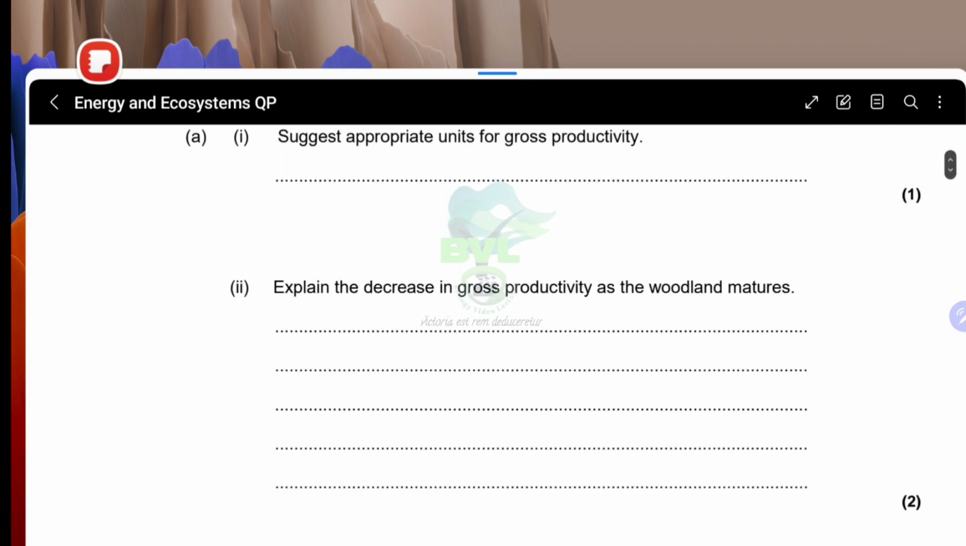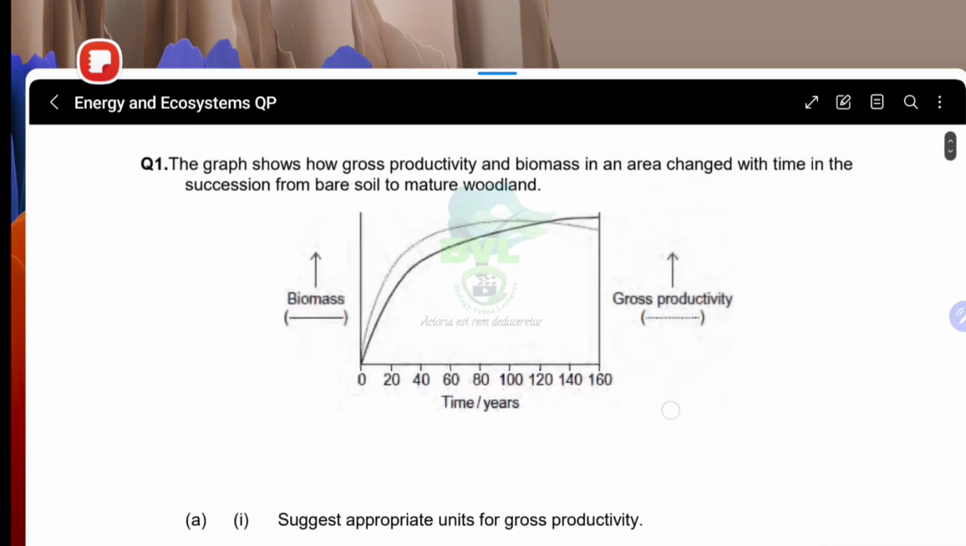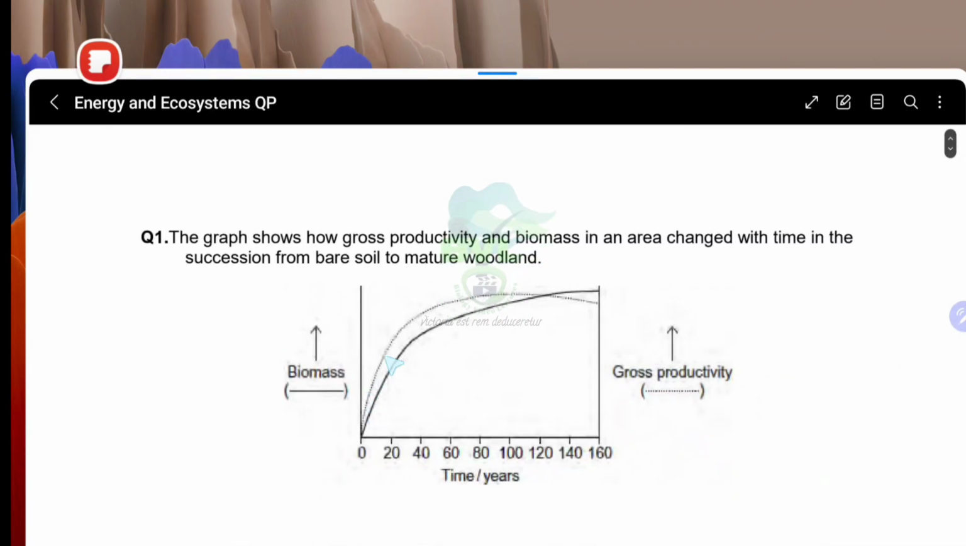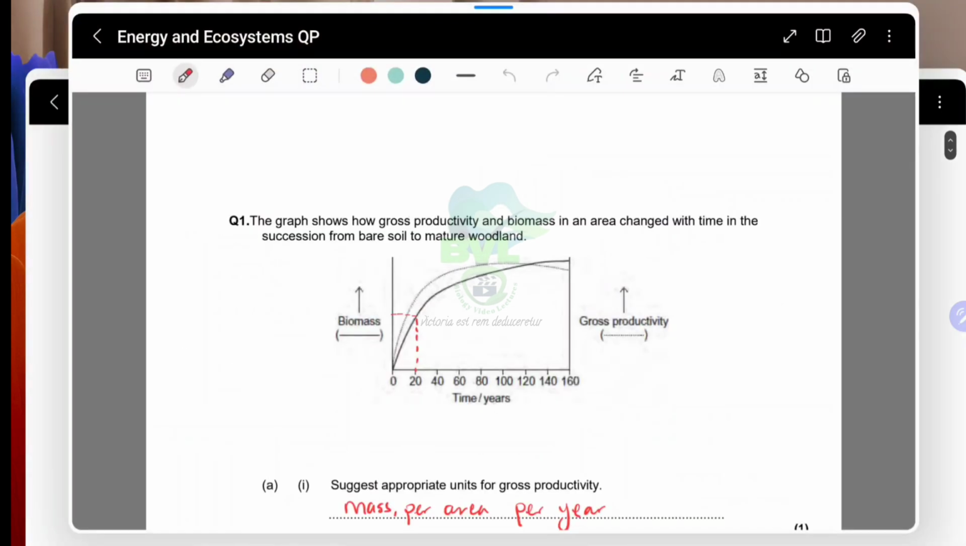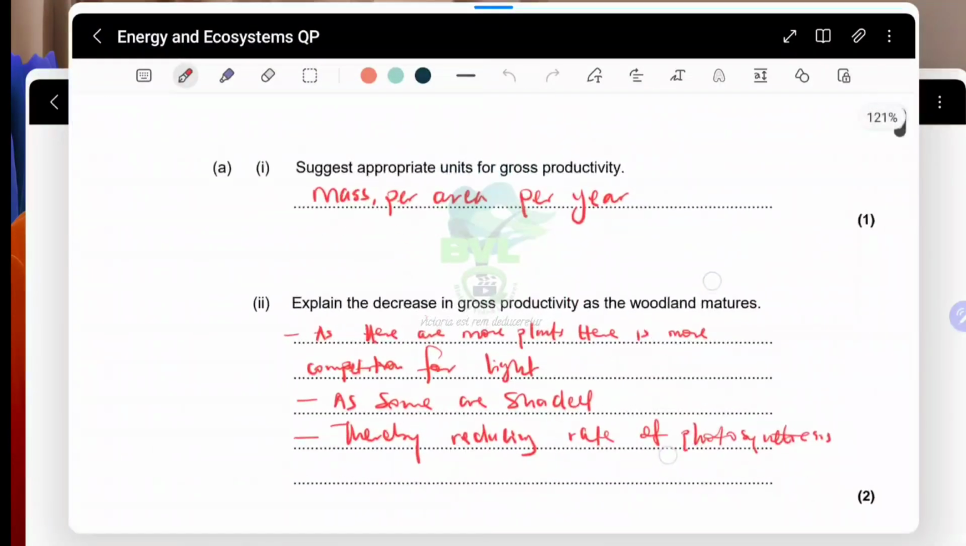Explain the decrease in gross productivity as woodland matures. So looking at the graph here, you see that productivity is going up, then it starts decreasing at this point. So why would that happen? Even though biomass kept increasing, why will gross productivity decrease? So let's see that. This is because as there are more plants, there is more competition for light.